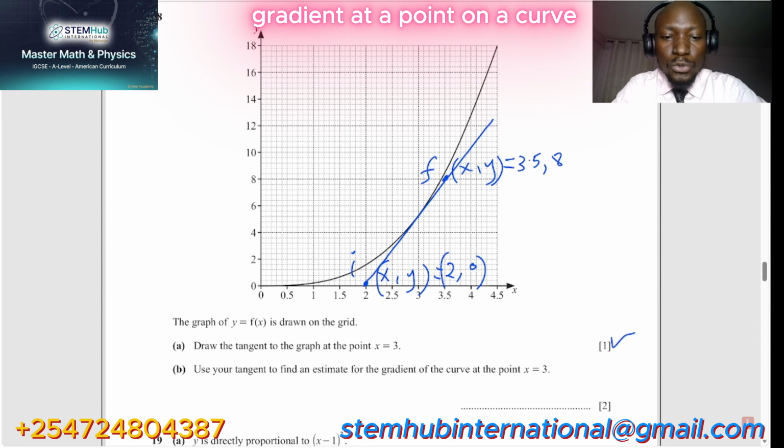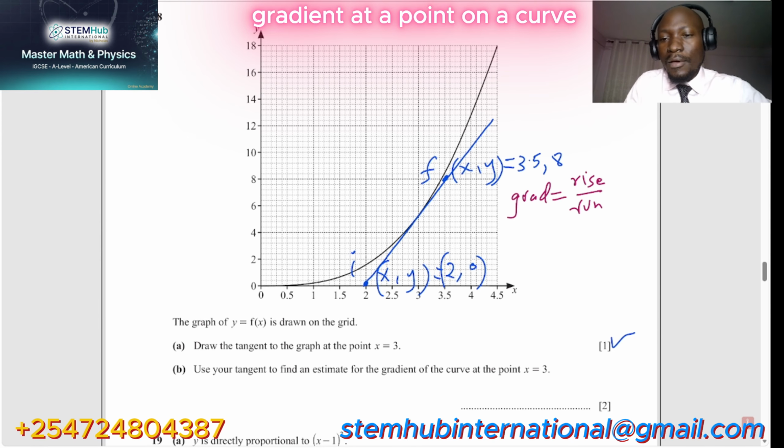Then use your tangent to find an estimate for the gradient of the curve at the point x equals 3. It simply means we are going to find the gradient of the tangent that we have drawn. The gradient is given by rise over run. This is the same as the change in y over the change in x.